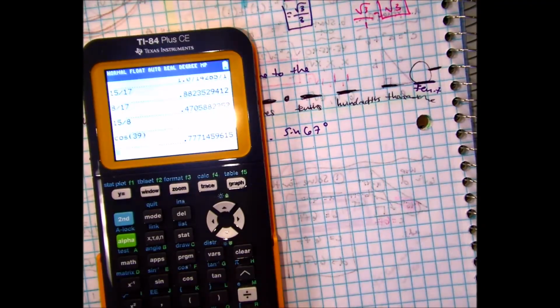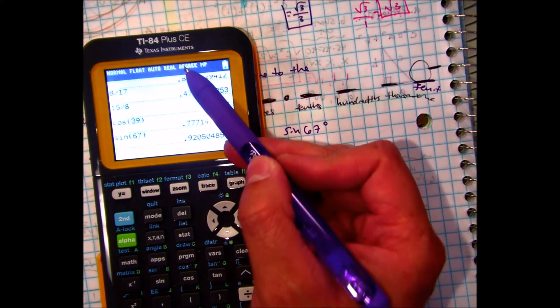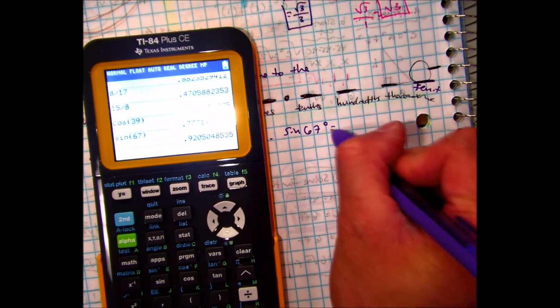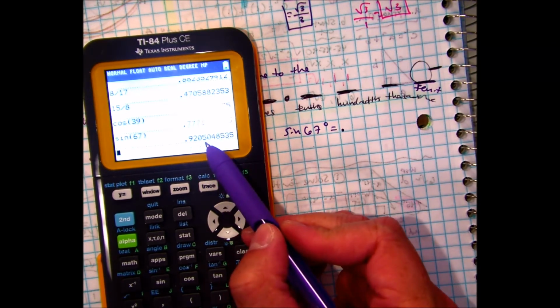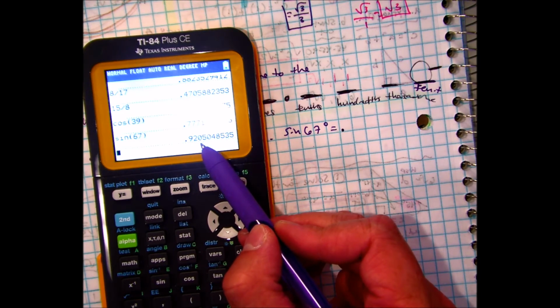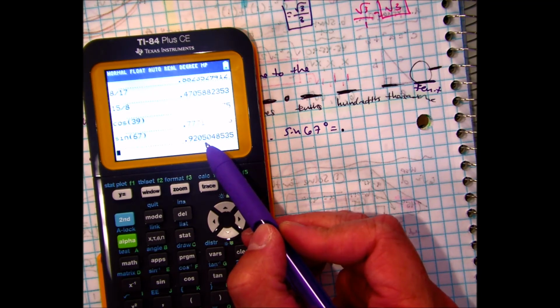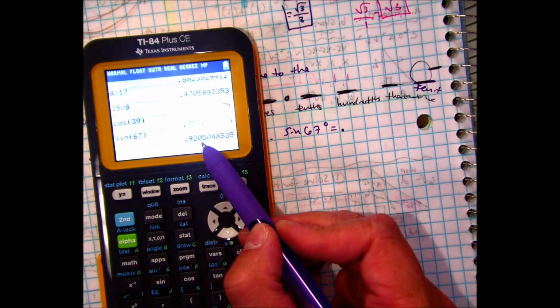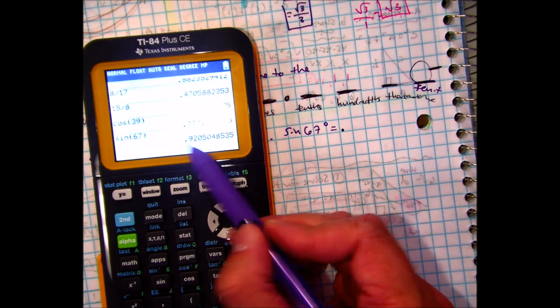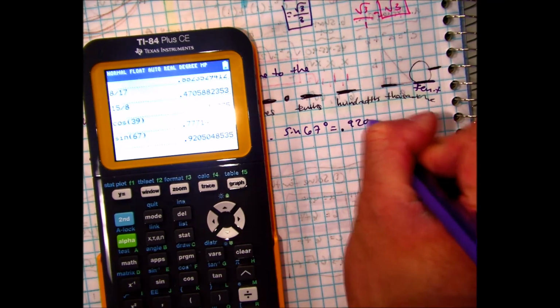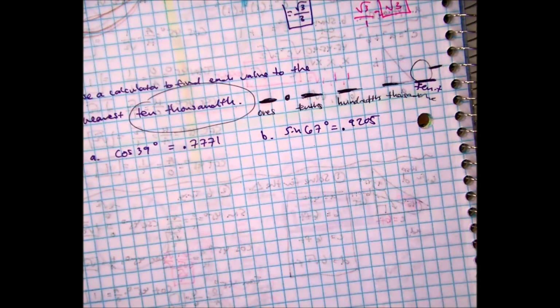Sine of 67. It's in degrees. Make sure it's in degree mode. I'm looking to only write down 4 numbers here. I'll look at the fifth one. That is between 0, 1, 2, 3, 4. So that number stays. If it was 5, 6, 7, 8, or 9, you would round this number up 1. So that would be 0.9206. But because this number is 0 to 4, I'm going to keep it. I'm going to box my answers.